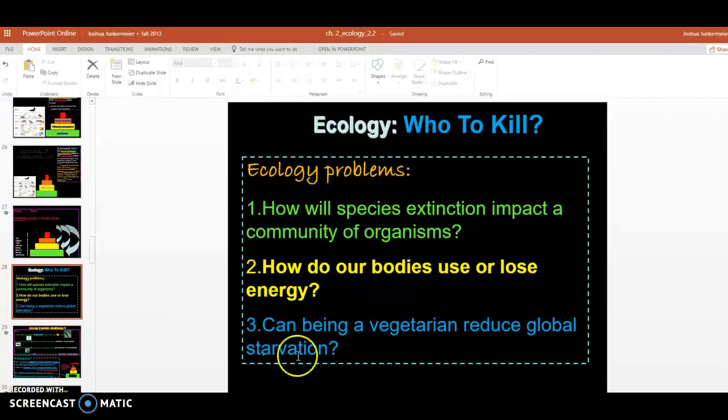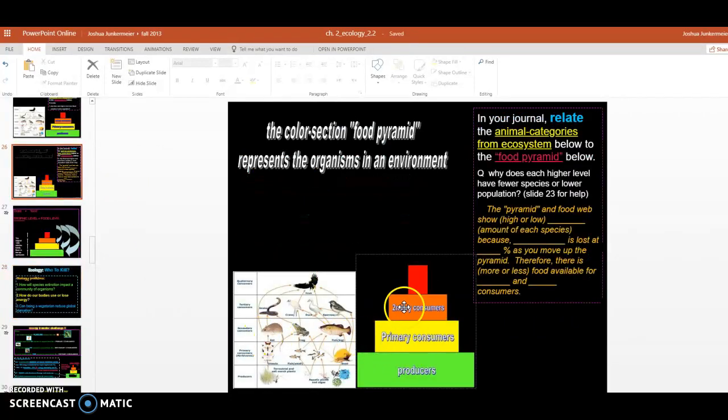And then, of course, our final mystery, our final scientific problem that's motivating this chapter is: can being a vegetarian reduce global starvation? That question is specific to energy transfer. So we keep studying and talking about energy loss and energy gains. The question is, if everybody were a vegetarian, would more energy be stored and provided as food to people or not? We're going to look at that today. We're going to start looking and talking about energy flow, energy transfer, and if energy transfer would be better if we were primary consumers instead of secondary consumers.